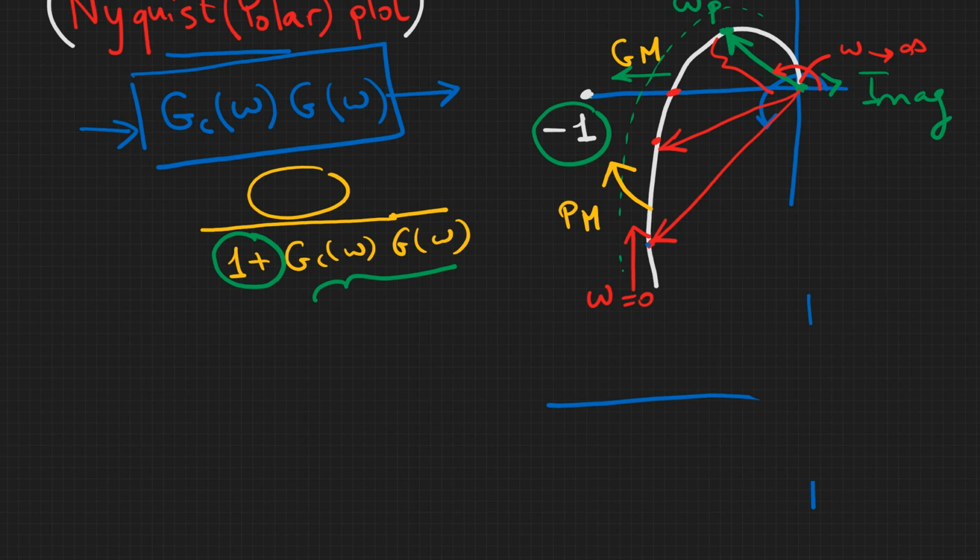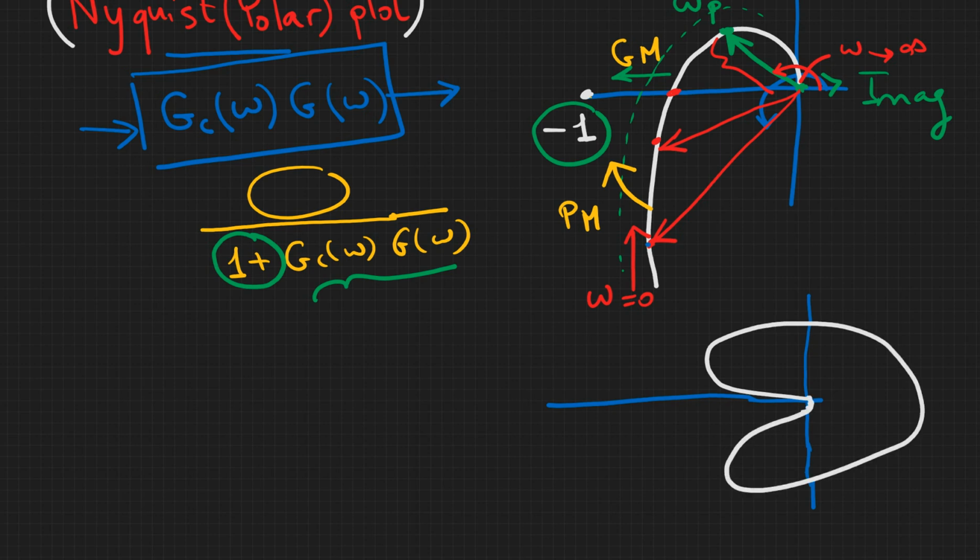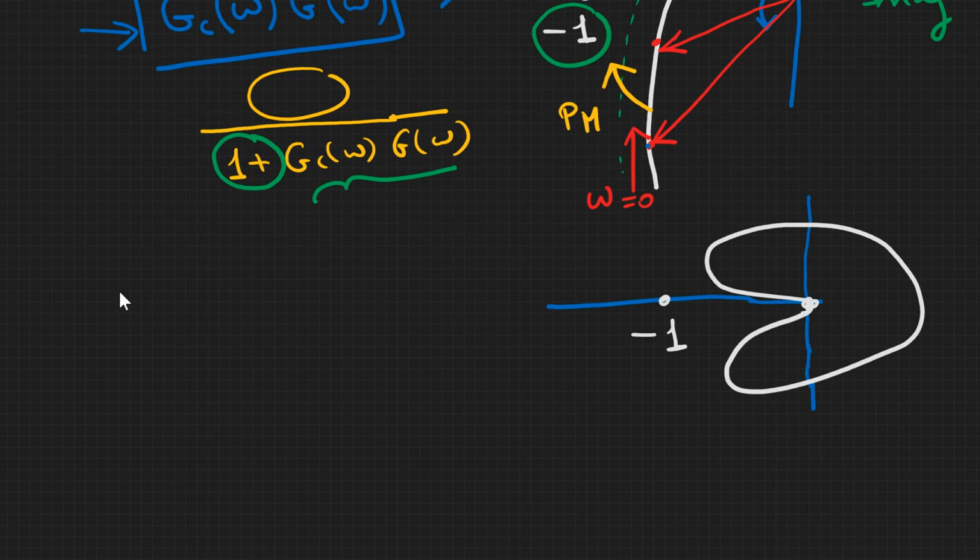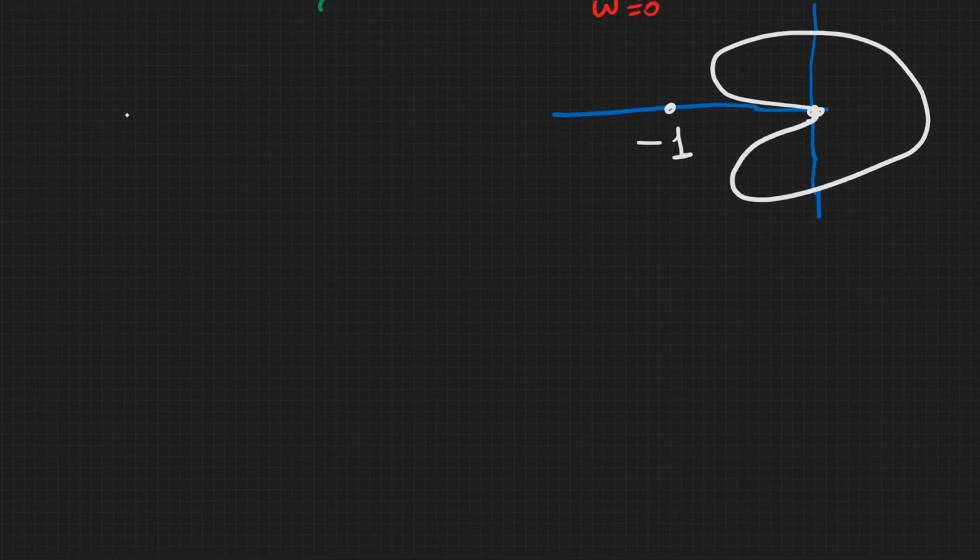Let's draw this again. Let's say that you have a situation like this, and the -1 point is, let's say, here. What information can we extract from this? Let's call this omega A, for example, and let's call this omega B.